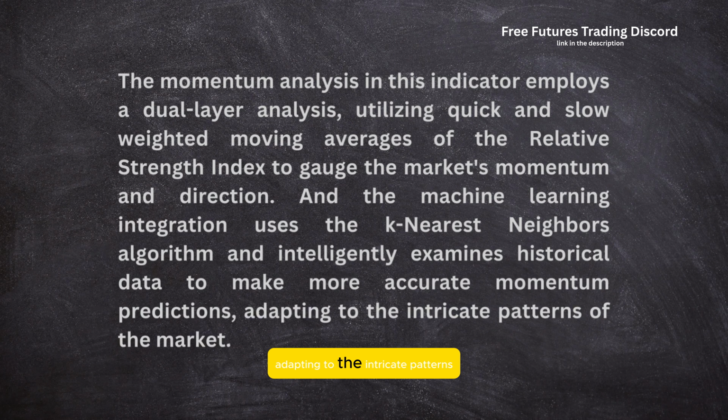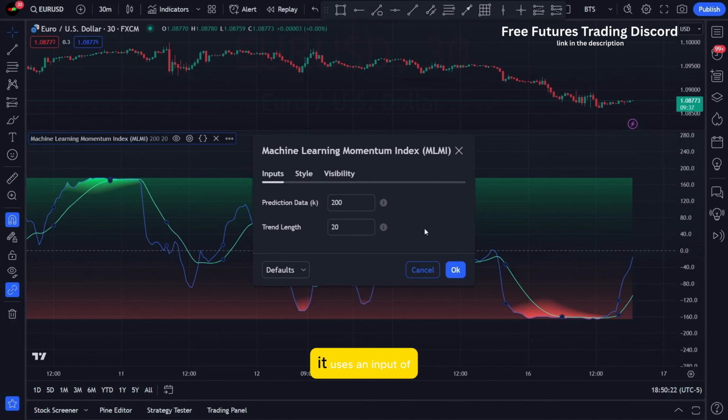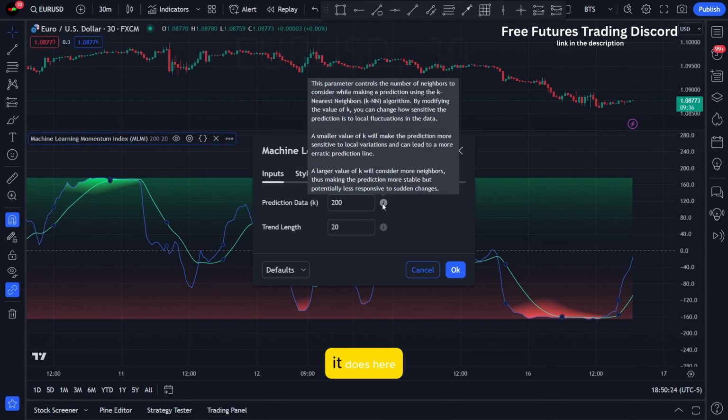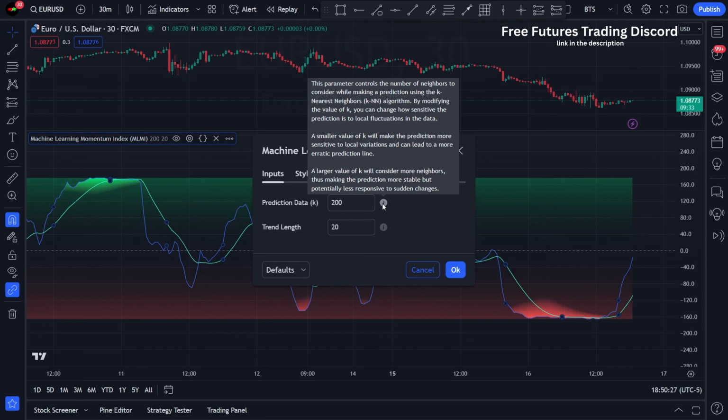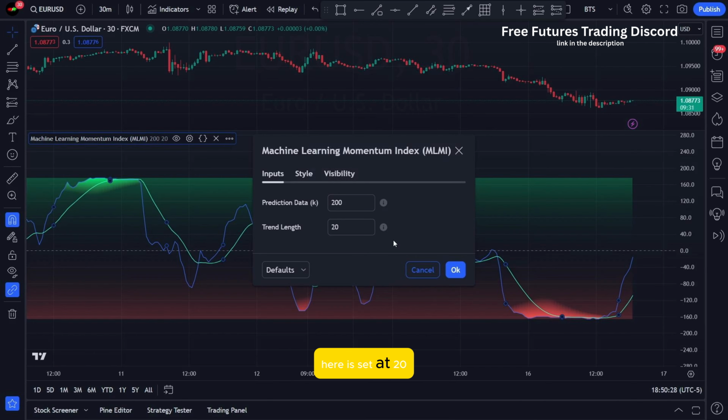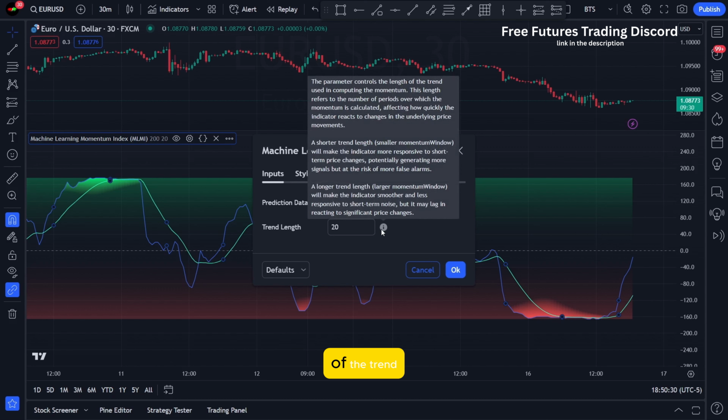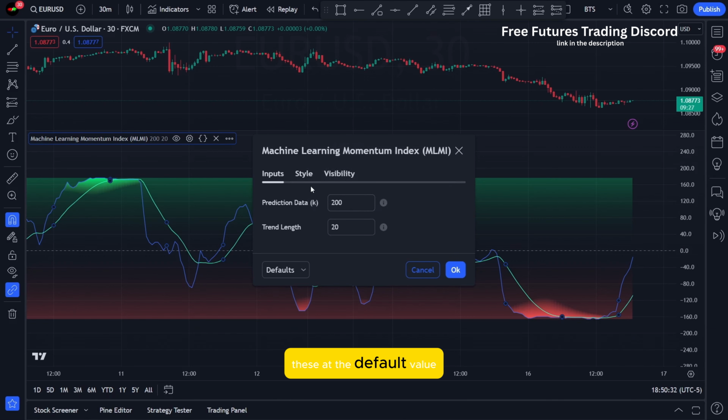Let's take a look at its settings. It uses an input of prediction data whose value is set at 200 by default. You can read about what it does here. Simply, this parameter controls the number of neighbors to consider while making a prediction using the nearest neighbors algorithm. And this trend length over here is set at 20, and it controls the length of the trend used in computing the momentum. We will leave both of these at the default value.